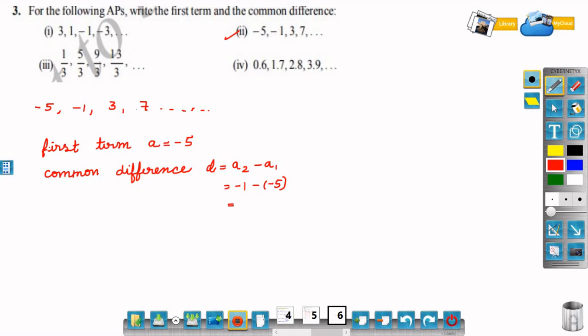It is given that it is an AP. So to find D, you can subtract any consecutive terms. A2 minus A1 I will do now. You can do A3 minus A2 also, or A4 minus A3 also. Now here minus 1 minus minus, plus, you have to change the sign, 5. Minus into minus, plus 5. Now 5 minus 1, 4. So the common difference is 4. And the remaining problems you can solve by applying the same method.